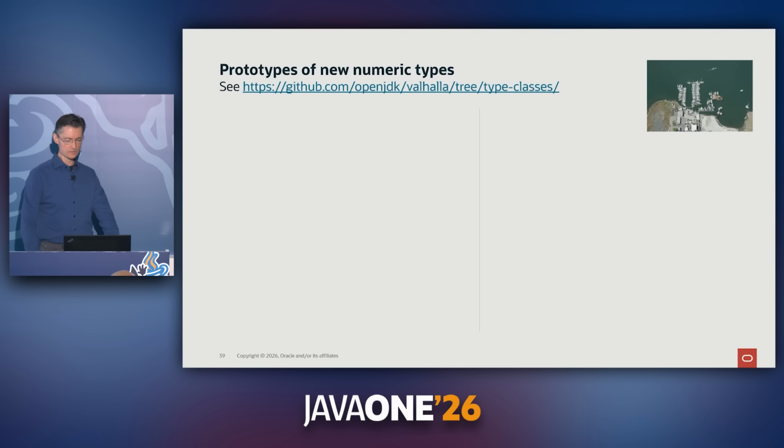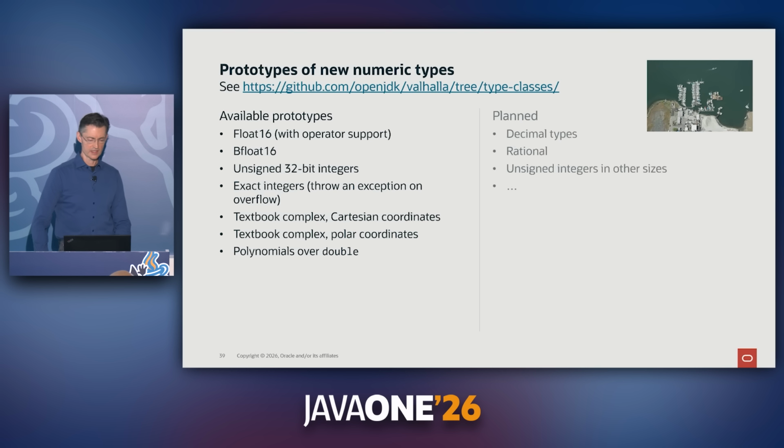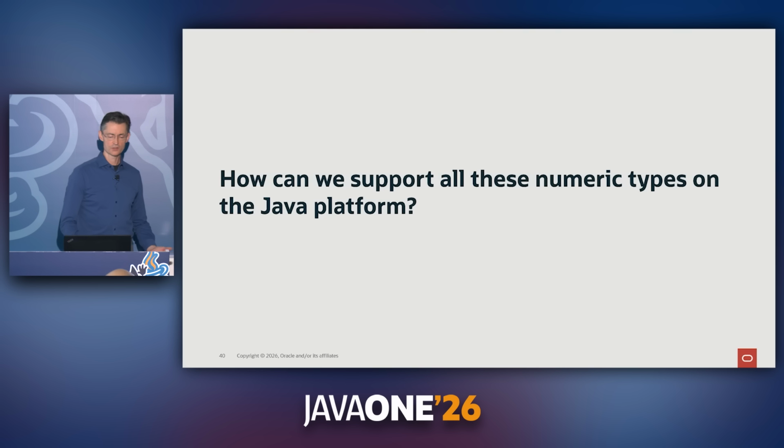So over on our branch in the Valhalla repo, we have various prototypes available already. We have some of those 16-bit floating point types, unsigned ints, exact ints, things that throw an exception if you overflow. We have some textbook versions of complex in two different ways. These would not be suitable for production use, as well as polynomials. And we have more prototypes planned, again, for decimal, rational, and different sizes of unsigned ints. So how can we get support for all these numeric types on the Java platform?